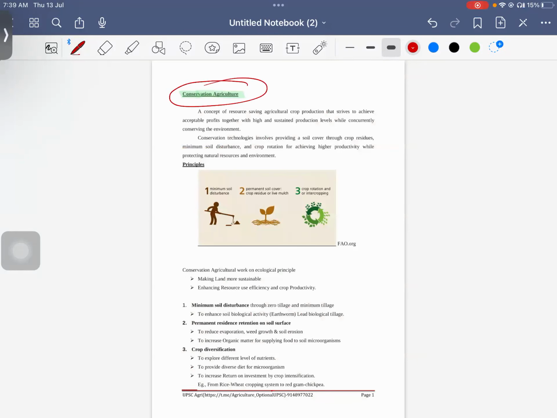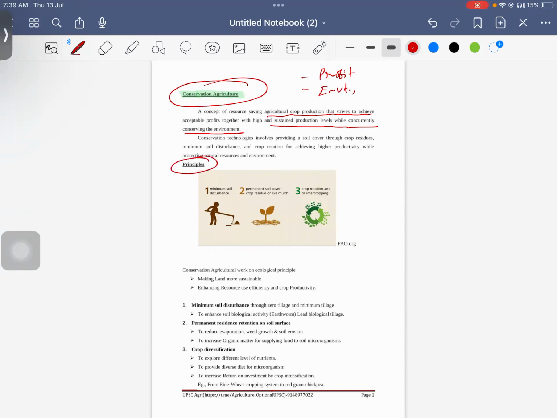So, what is conservation agriculture? As per the definition, it is a concept of resource saving agriculture, crop production that strives to achieve acceptable profits together with high sustained production levels while concurrently conserving the environment. So on the one hand, we make a profit, but on the other hand, we conserve the environment.